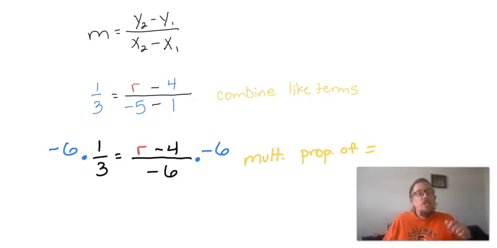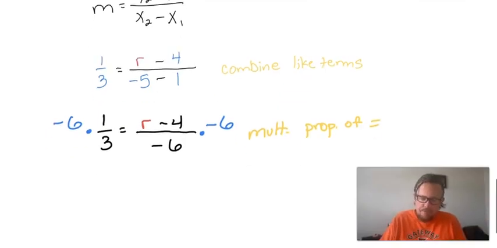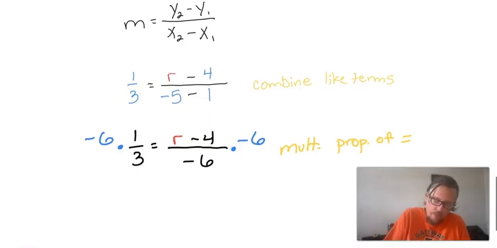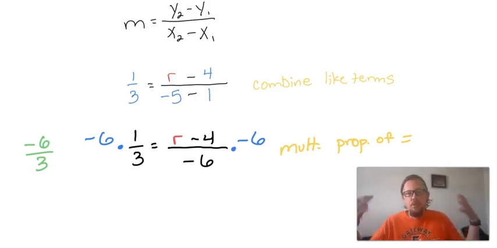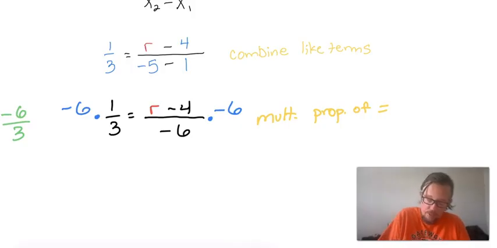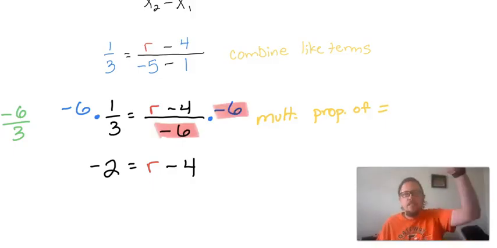Okay. So on the left side of this equation, we have -6 times 1/3. If you were doing this on a calculator, you just do -6 times 1/3 and you get -2. -6 times 1 is -6 over 3, which reduces to -2. Easiest to use a calculator, but really not too difficult to do without a calculator. Okay, that's going to give us r minus 4, because our -6's here cancel out. -6 over -6 does go away. That was the whole point of the multiplication property.